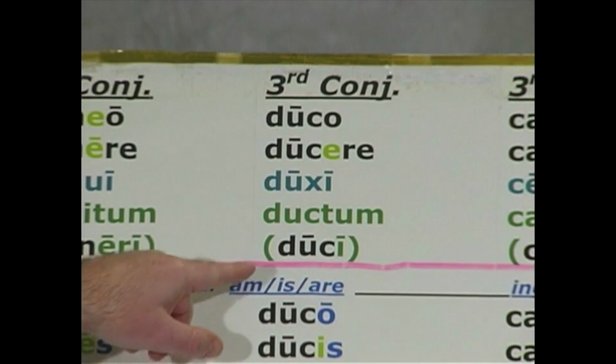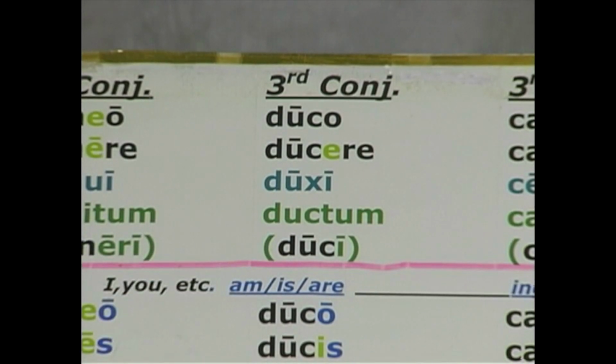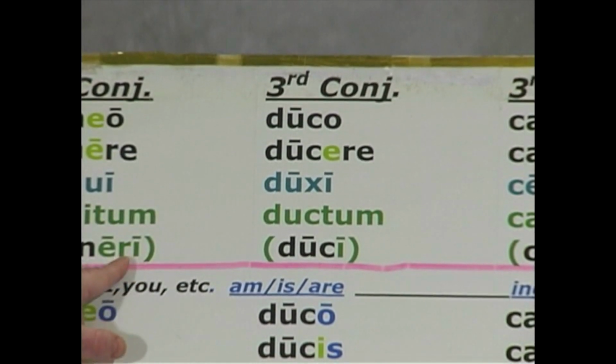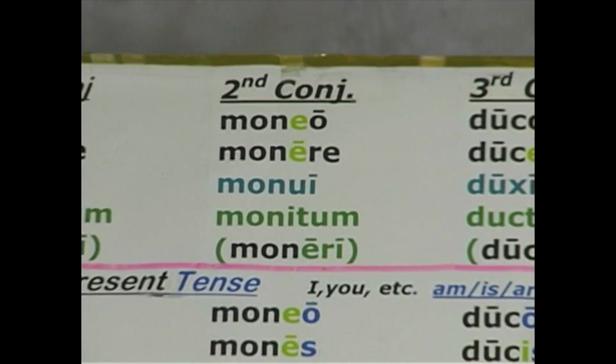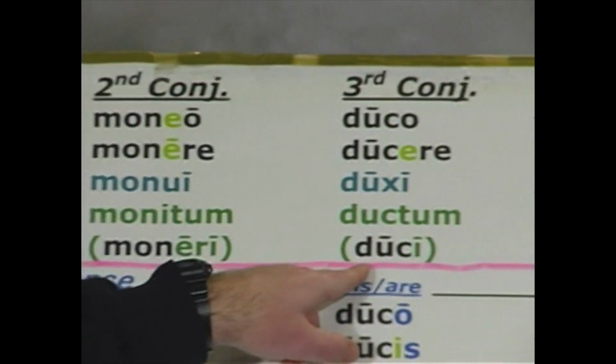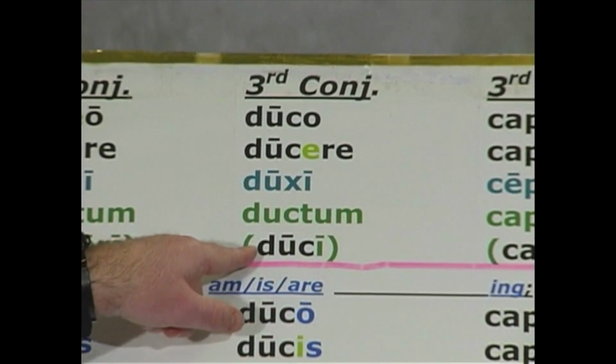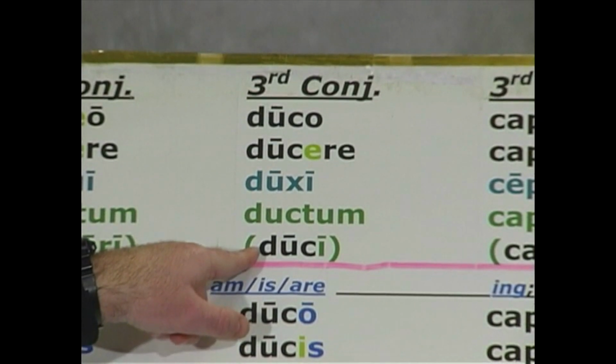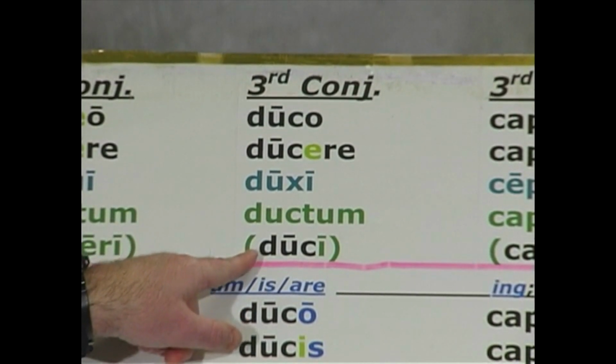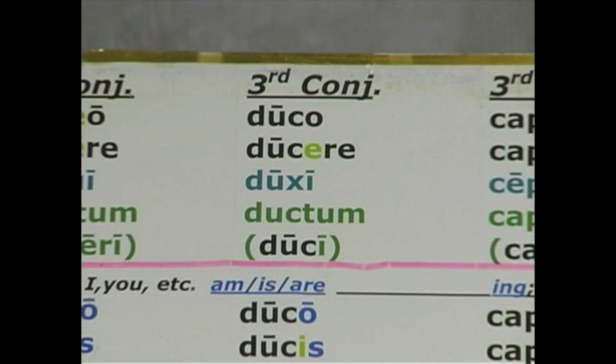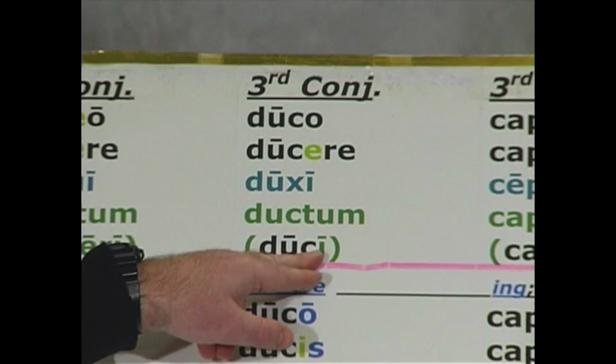And then here is the passive infinitive. For moneo, the passive infinitive is moneri. Again, you change the E to an I, and that translates to be warned. For the third conjugation, and by the way, the third conjugation is the difficult one in Latin. This is the one that causes the confusion. Its passive infinitive is formed by dropping the entire ere off the infinitive and converting it to I.